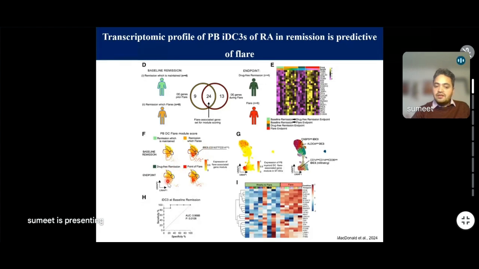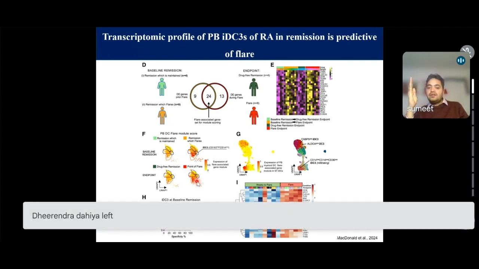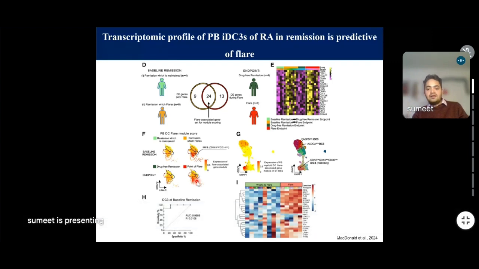If there is a drug-free remission, this population is much less. If there is a point of flare, then again you have a lot of red color, which means that if you are looking into the RA patient and you take the peripheral blood and just quantify the number of IDC3s, meaning the dendritic cells, you can predict whether the patient is having an active flare in the joint or not.